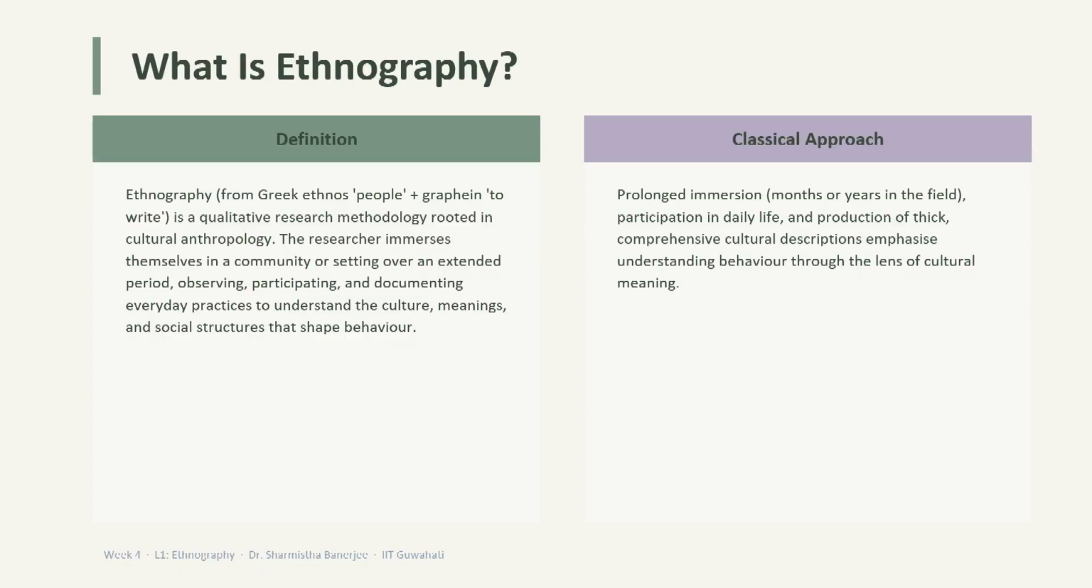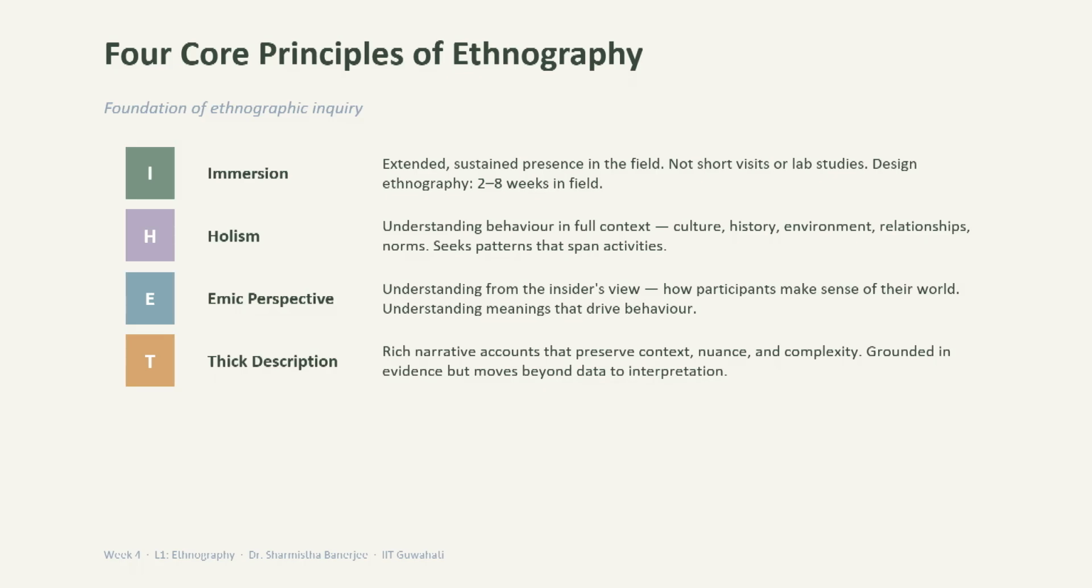So the classical approach required prolonged immersion, which was about months or years in the field, participation in daily life of the people whom you were observing and doing ethnographic research with, and production of thick comprehensive cultural description, emphasizing understanding behavior through the lens of cultural meaning. So the design ethnography which we are concerned with consists of 4 core principles: immersion, holism, emic perspective and thick description. So let's talk about immersion first.